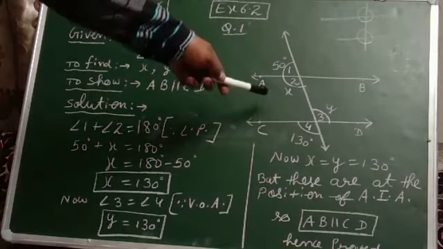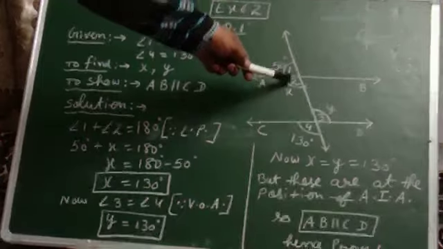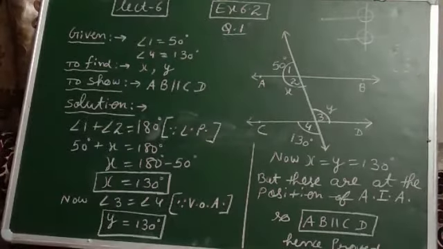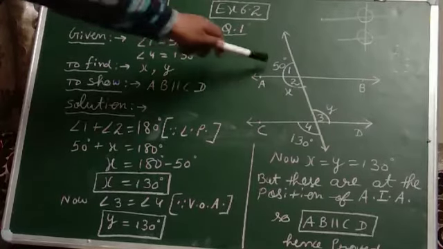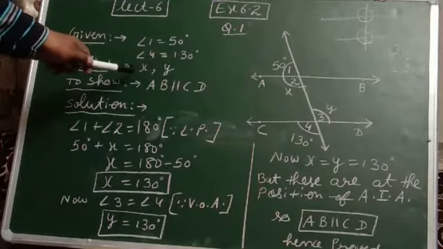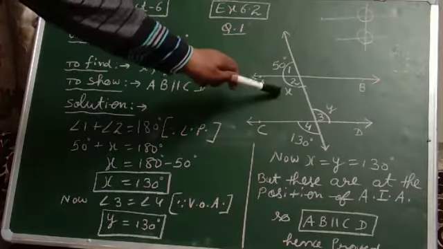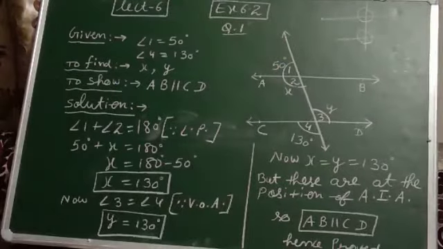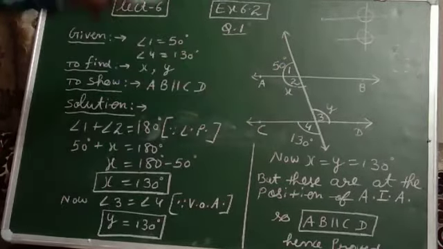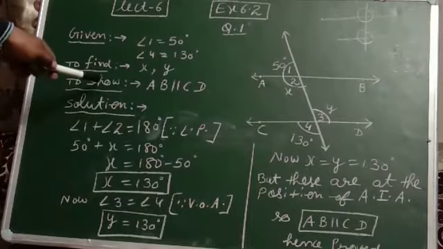So this figure is given. We ourselves write here 1, 2, 3, 4. 1, 2, 3, 4 is not given in the question. We write it down ourselves to make the question simple. So what is given in the figure? Angle 1 is 50 and angle 4 is 130. Here we want to find out the value of angle x and angle y, and then also we want to check whether AB is parallel to CD. This we want to show.